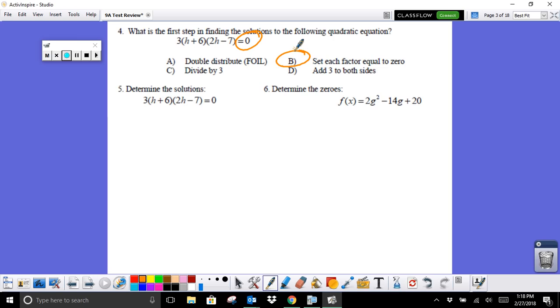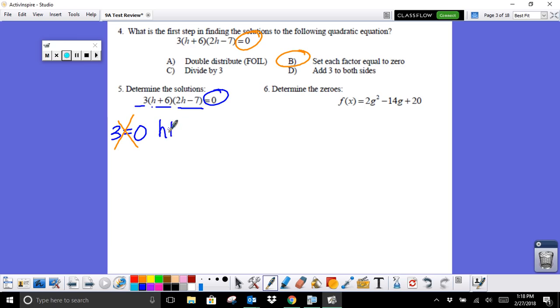Okay, so because this is already equal to 0, I can go ahead and set my factors equal to 0. Now I actually have 3 factors here. I have the 3, I have h plus 6, and I have 2h minus 7. If I take that 3 and set it equal to 0, I don't even have a variable, which means that is not going to be one of my solutions. It is a factor, it is not a solution.